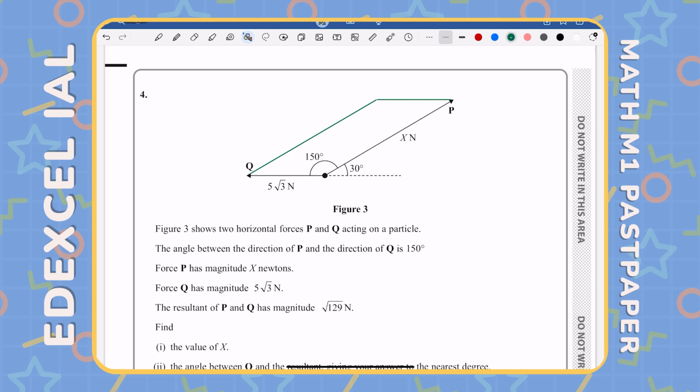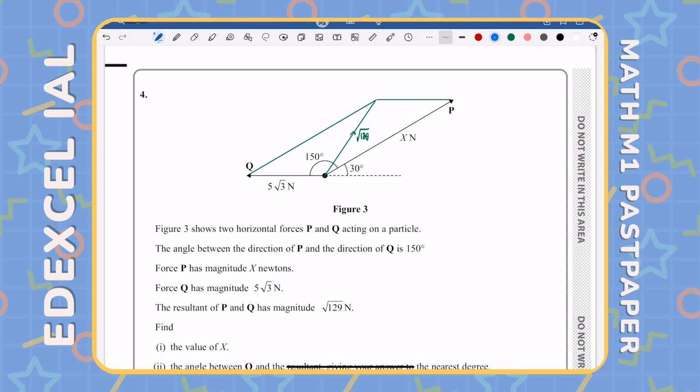And then the resultant, where do we place the resultant? The resultant is always the diagonal. Now let's understand this for a minute. That means if from this point you have two forces acting in the directions shown, the resultant force will be acting in this direction. And what's the resultant? The resultant is equal to root 129.